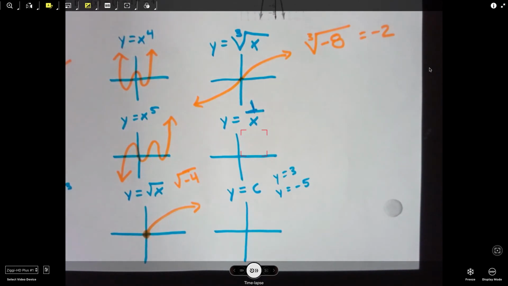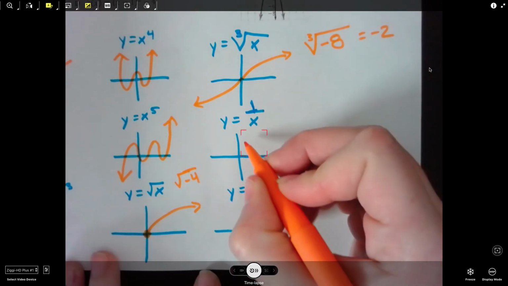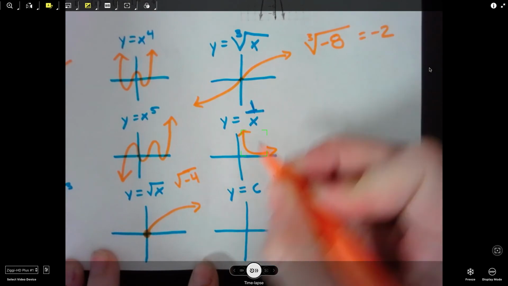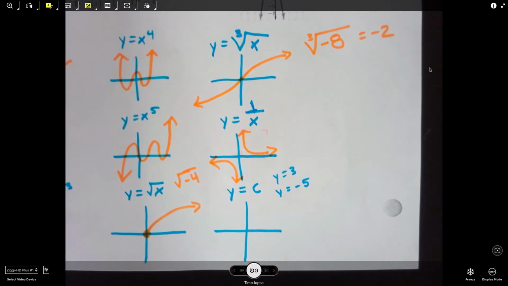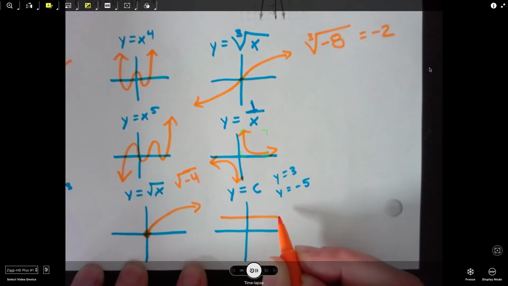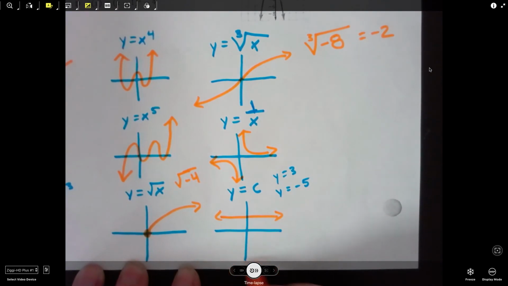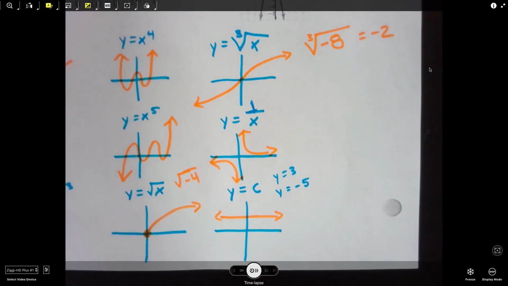What does 1/x look like? That's the boomerang thing, right here, like this. Those are the L's, okay? And the last one, y equals c, we've done those before. Like y equals 3, what does he look like? It's a straight line, a horizontal line. So y equals 3 looks like this. Or y equals -5 would be like a line down here, okay? So those are those functions.